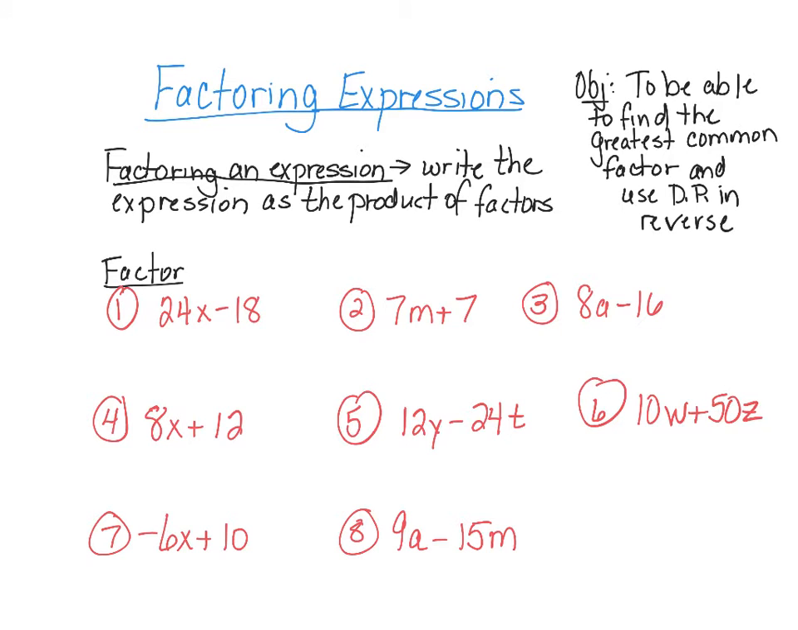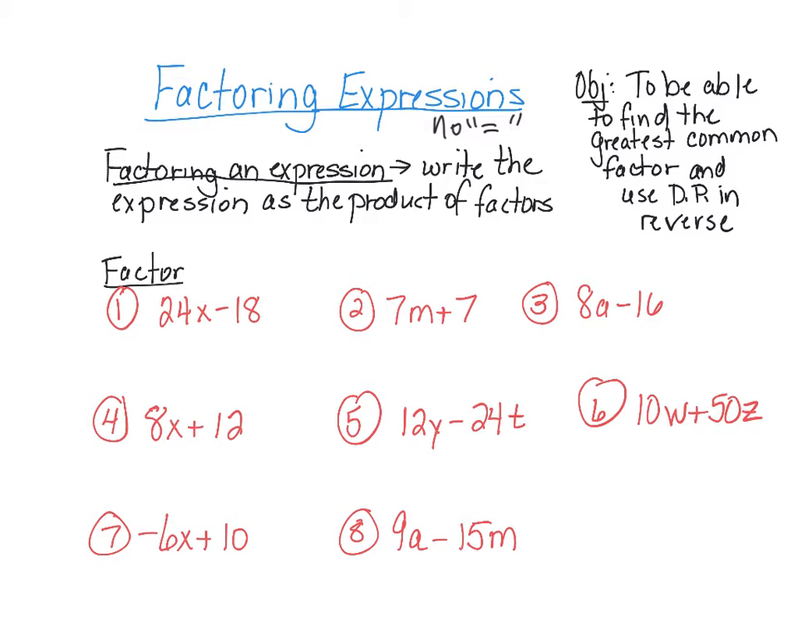So we're factoring expressions. There are no equal signs. By the end of the lesson, you should be able to find the greatest common factor and use the distributive property in reverse. Factoring an expression means to write the expression as a product of factors.